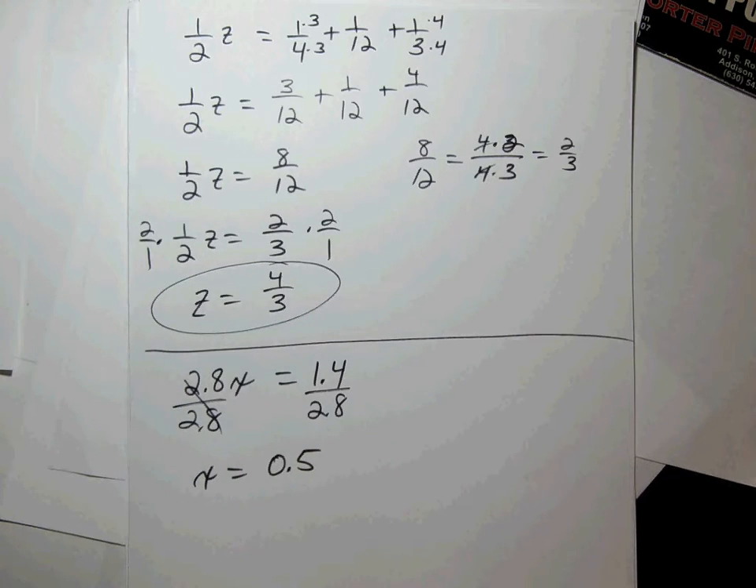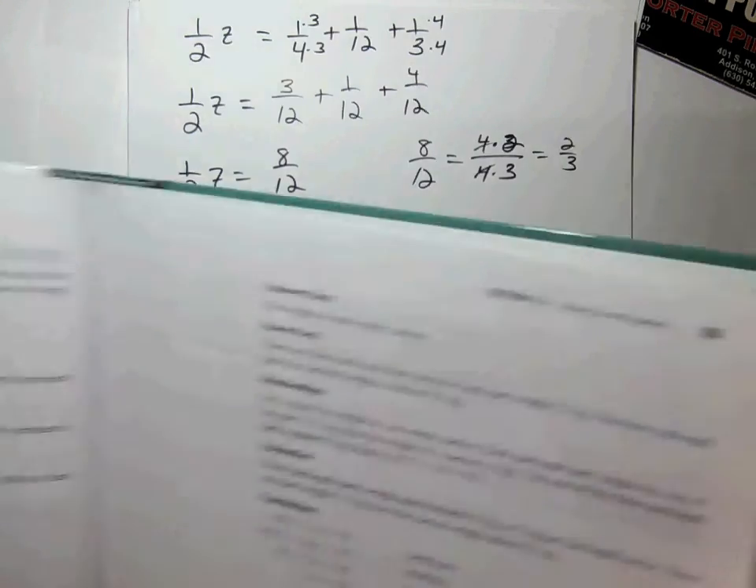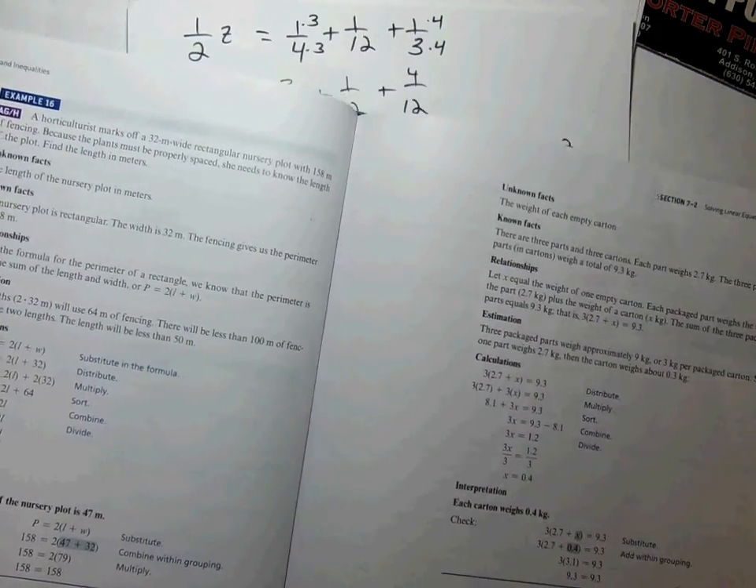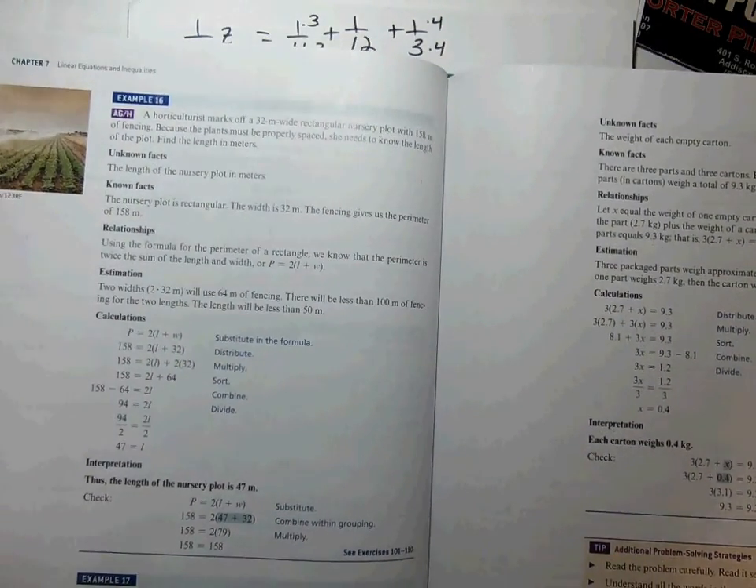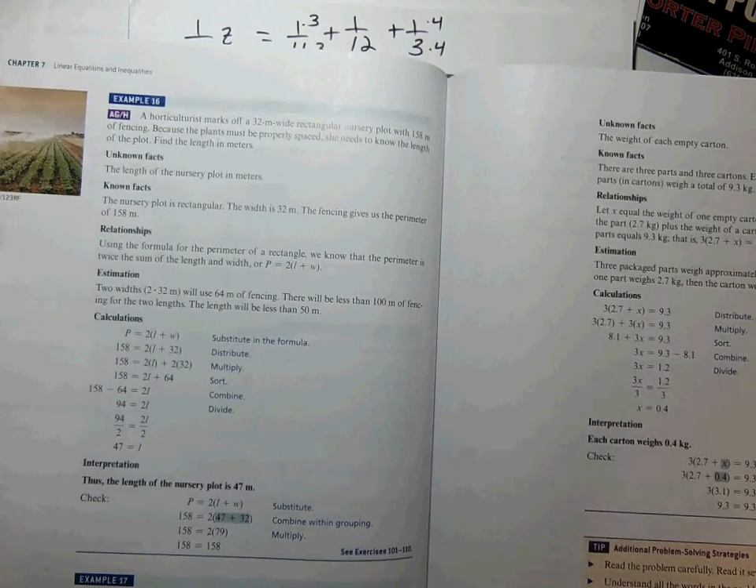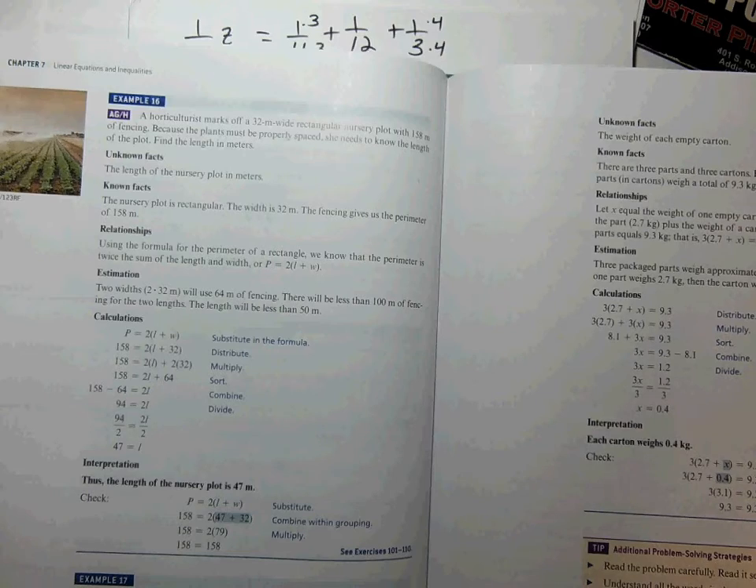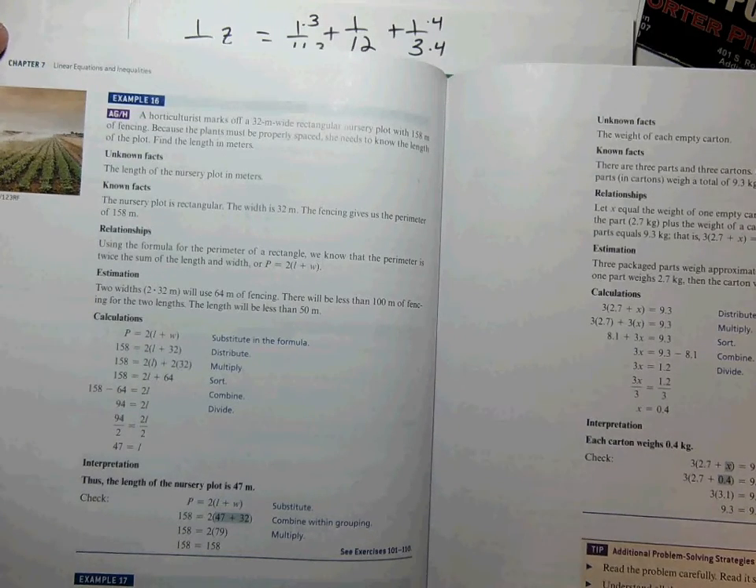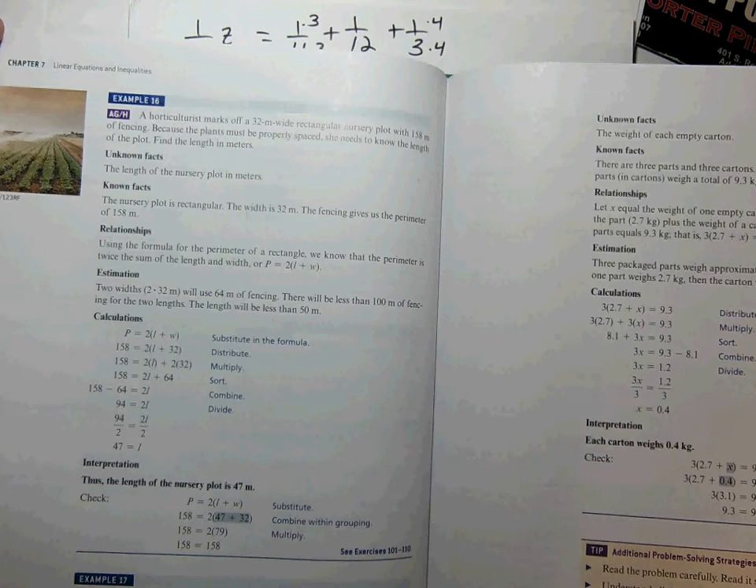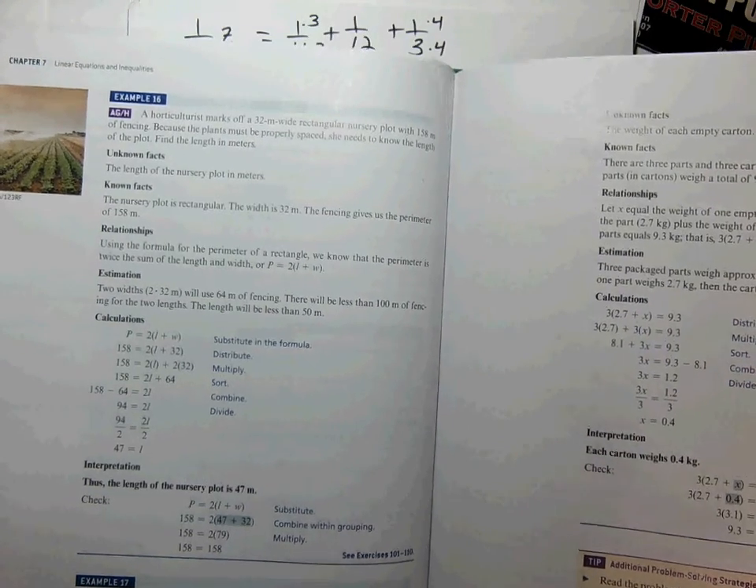And we just look through what we've got here. Couple examples. Example 16 on page 322. Let me get you there so you can see it. A horticulturist marks off a 32-meter wide rectangular nursery plot with 158 meters of fencing. Because the plants must be properly spaced, she needs to know the length of the plot. Find the length in meters.